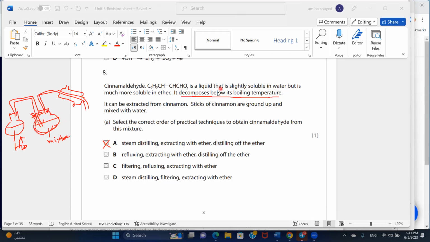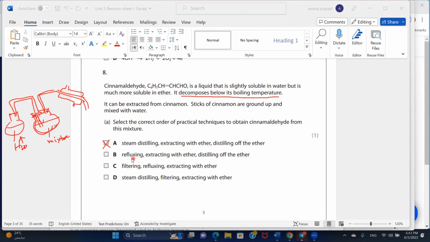So we don't want it to reach its boiling temperature. If it reaches the boiling temperature, it will decompose. That's why we do the steam distillation, in order to distill it before reaching its boiling temperature. So this is the first step to make steam distillation. We don't have to make reflux.